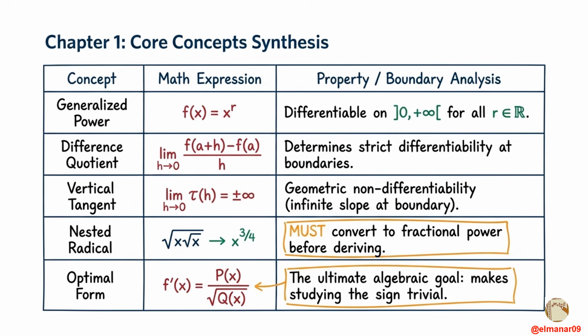4. Nested radicals. You must convert these to fractional powers before you even think about deriving. 5. Optimal form. Your ultimate algebraic goal is to reach a single fraction with a radical on the bottom. Why? Because it makes studying the sign and finding where the function increases or decreases totally trivial. This table is your roadmap to success.